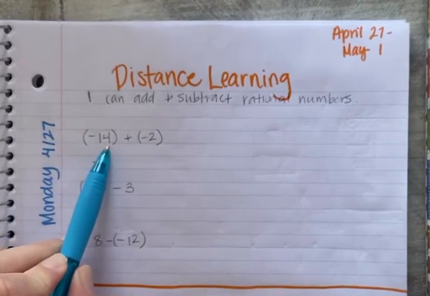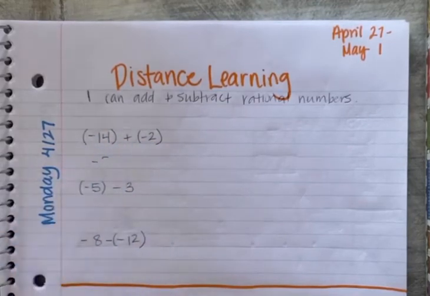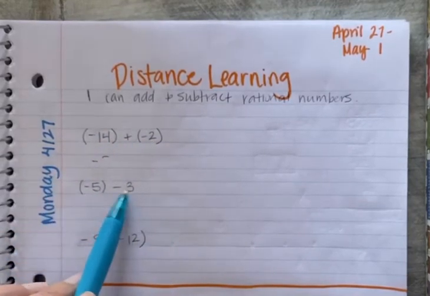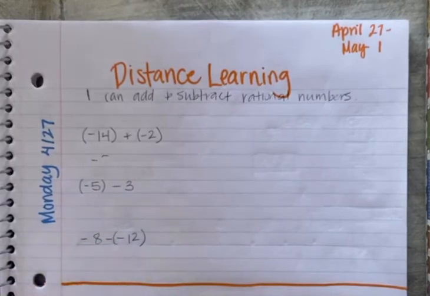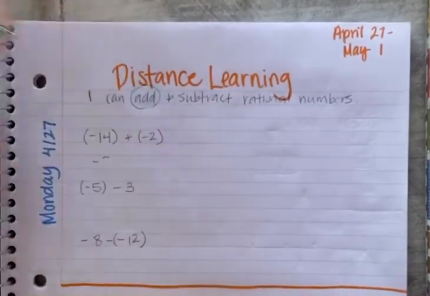So here we can see a negative sign plus a negative sign. These two have the same sign. These two you can see have different signs. So we want to pay attention to, do they have the same sign or different signs? So let's talk about adding for a second.